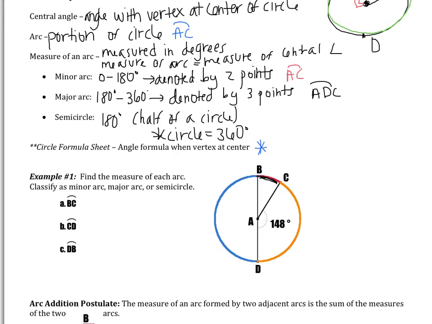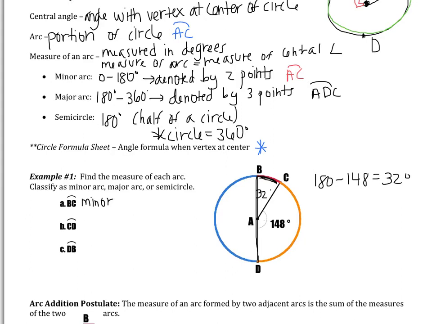Okay, it's denoted by 2 points, so this is going to be a minor arc. And then I need to find the measure. Well, I notice that segment BAD is a diameter. It goes through the center of the circle. That means it cuts the circle in half, 180 on each side. Well, I have 148 already, so if I take 180 and subtract 148, I get 32 degrees. So this little central angle right here is 32 degrees.